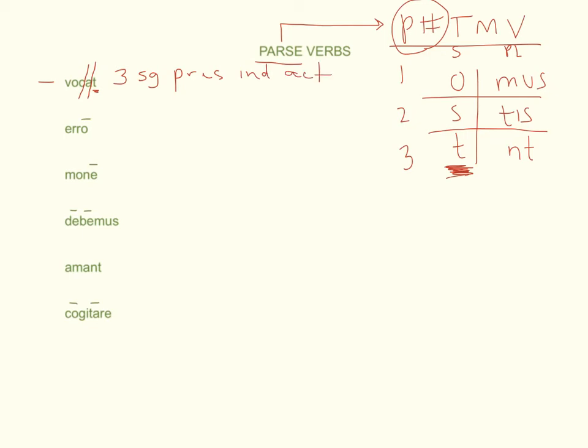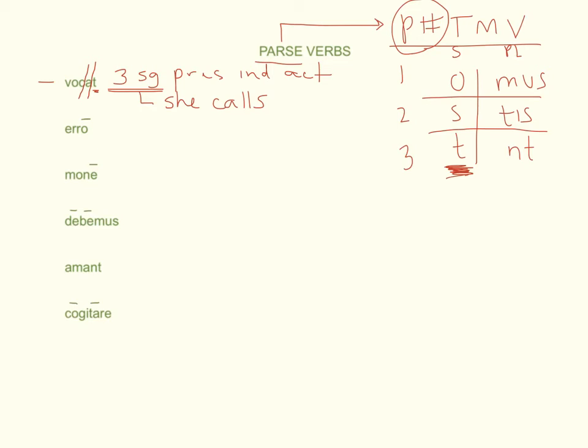And now let's go ahead and translate it. So third singular we know is he, she, or it. Let's go ahead and do she today. So she, and then wokare means to call. So she calls, she is calling, she does call. And that's how you do the first one.